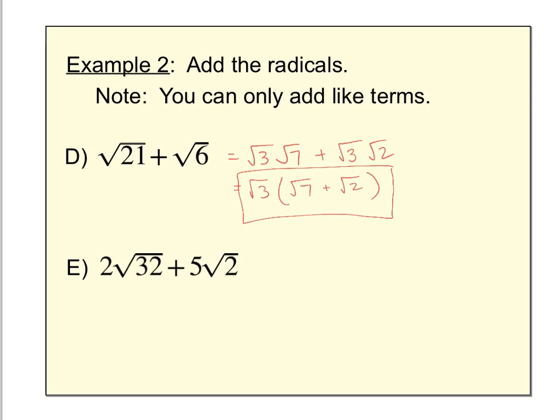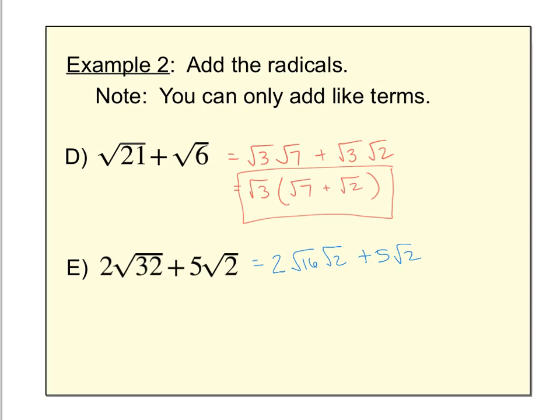Let's try part E. So again, these are not like terms, so I have to try to get them to be like terms. I'm going to try to get a root 2 underneath instead of a 32. So I'm going to change this. When I think of 32, I think of 16 times 2. So I'm going to leave the 2 out front. Then I'm going to have a root 16 and a root 2 because 16 times 2 is 32. And then I have plus 5 root 2, which was there, and I'm just copying down.